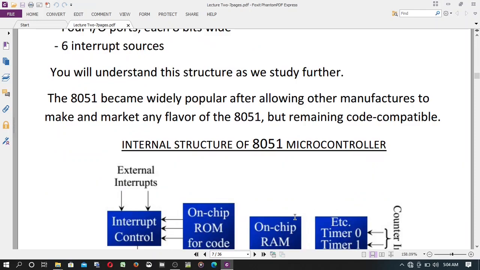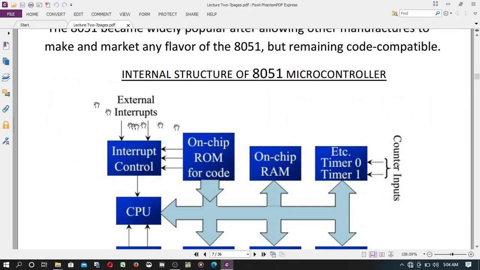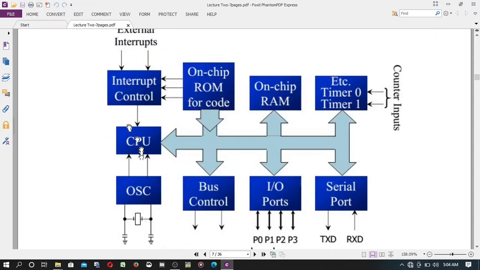Now, the internal structure of the 8051 microcontroller. This is the internal structure of the 8051 microcontroller. Now, as you can see, the internal interrupt is feeding the CPU, and the oscillator is also feeding the CPU, the central processing unit. This will tell you that the central processing unit is inside of the 8051 microcontroller, but in the microprocessor, it is not. It is outside. You have to fix it. Now, the on-chip ROM, read-only memory, is feeding the interrupt control. You will understand what this interrupt means as we dive further.